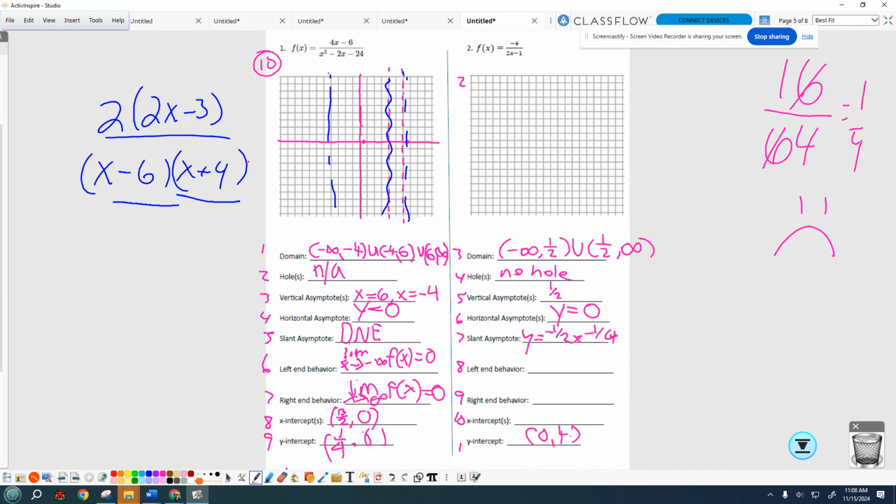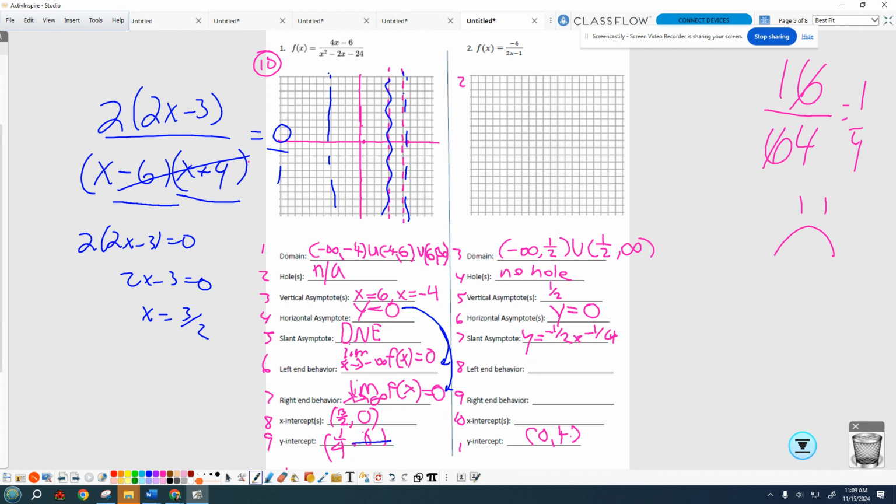Left and right end behavior go to wherever that horizontal asymptote goes. X-intercept, how do we find the x-intercept? Set the whole function to 0. So this is 0, cross multiply, and I end up with, when is that 0? It's when this is 0, which is x is 3/2 and the y value is 0, with parentheses.